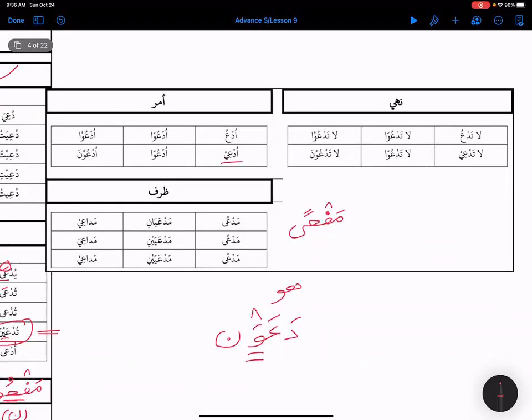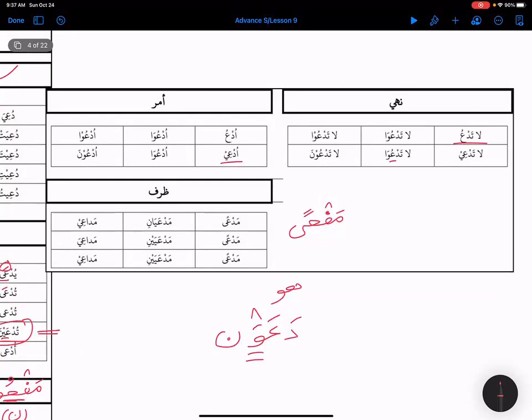And then we have nahi. Go ahead. La tad'u, la tad'uwa, la tad'u, la tad'u, la tad'i, la tad'uwa, la tad'una. We need to make this ain sound prominent. La tad'uwa. Okay. So la tad'u, what is the translation? Do not call.